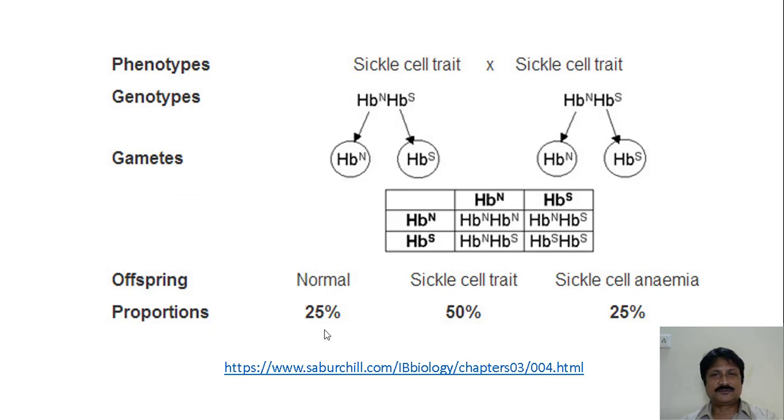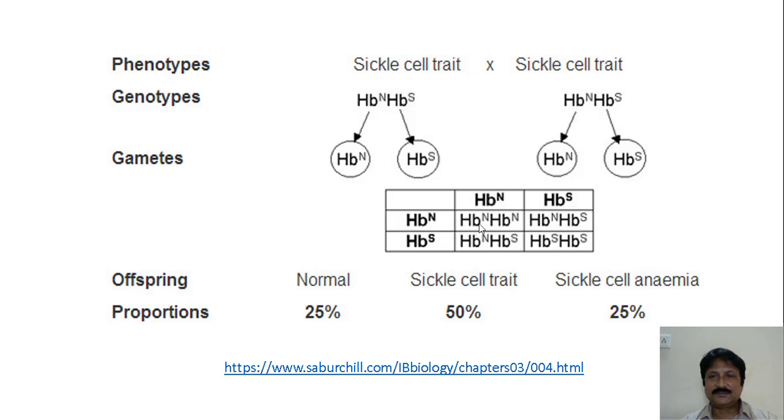Let us see this cross. This will explain it in a better way. Heterozygous HBN, HBS, normal and sickle cell. This is another individual, HBN, HBS, normal and sickle cell. So they are heterozygotes. Both of them are normal and they have a heterozygous gene for sickle cell anemia. The genes segregate, and now let us study this checkerboard.